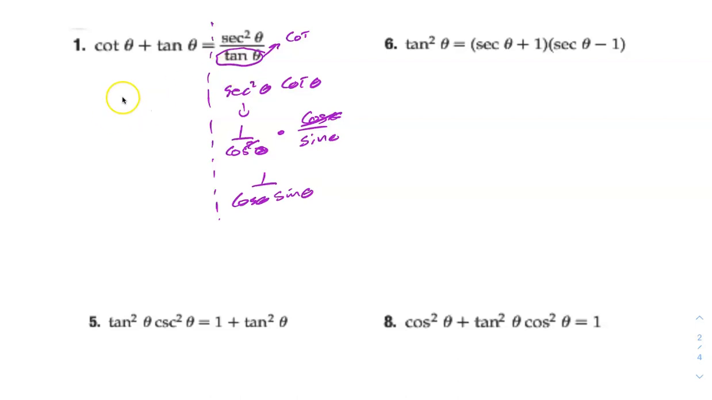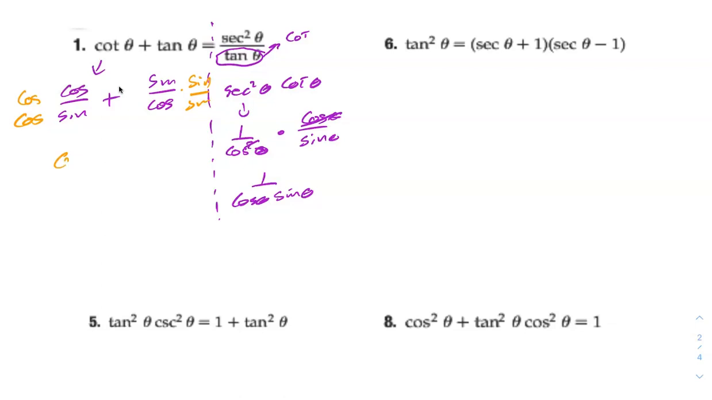Now that doesn't match this side, so I gotta work on this side also. So let's do this. Cotan is cosine over sine. Tan is sine over cosine. Now notice how this is one thing and this is two things, right? This is a binomial. This has two terms, this has one term. So what I'm gonna do here is I'm gonna combine these two terms. So I'm gonna multiply this side by cosine over cosine. Multiply this side by sine over sine.